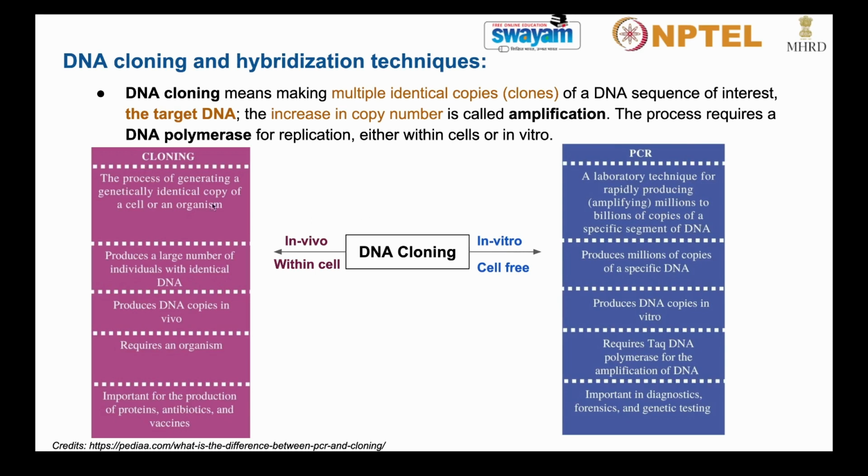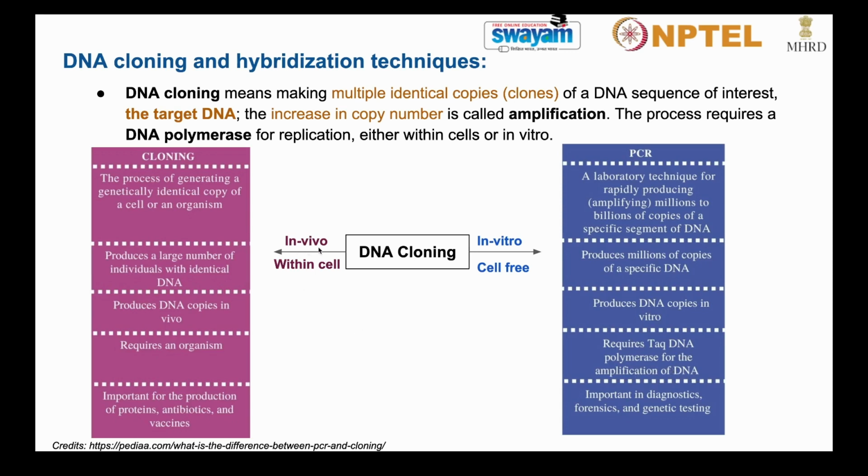If you look at DNA cloning in in vivo systems, it is a very time consuming task as it occurs inside the organism. But PCR can generate multiple copies in a very small fraction of time. It can produce millions of copies of a specific DNA in vitro, and for that it requires Taq DNA polymerase for the amplification of DNA.